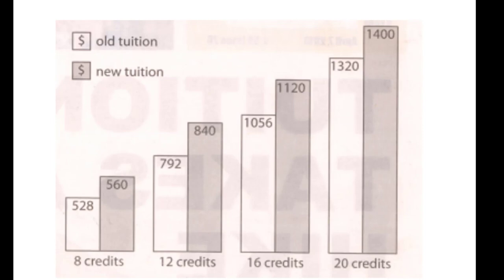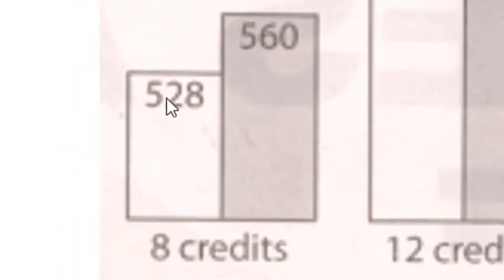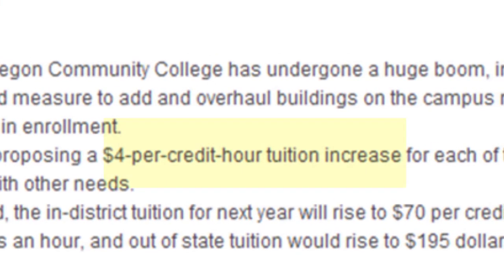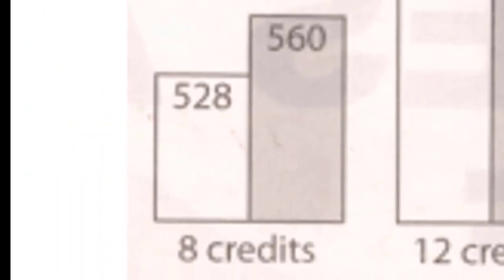Their math is fine. What they did was they took the old tuition and calculated what 8 credits would cost under the old tuition. And then they recalculated what it would be under the new tuition, which represented a $4 a credit increase. So you can check to see their math is fine. If the old 8 credit tuition was $528, then the new 8 credit tuition, since we've increased tuition by $4 a credit, if we have 8 credits, that's going to be $32 additional dollars. 32 added to 528 is 560. That's fine. 12 times 4 is 48.